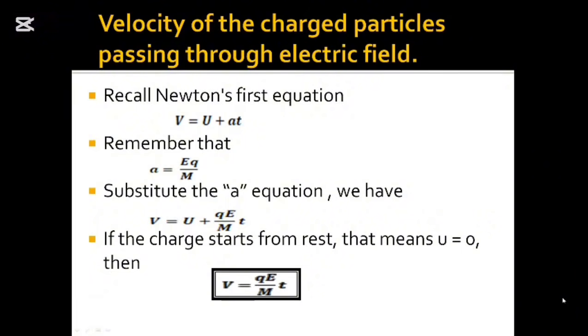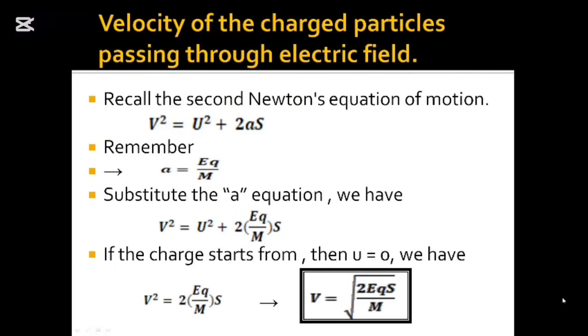Take that equation. Very important. The first equation I asked you to take in this particular lecture is A equal to EQ over M. That is the acceleration of the charged particle passing through electric field. The second one is this one. This is the velocity of the charged particle passing through electric field. Now, we can also use another equation to derive the same velocity. Okay, let's look at it together.